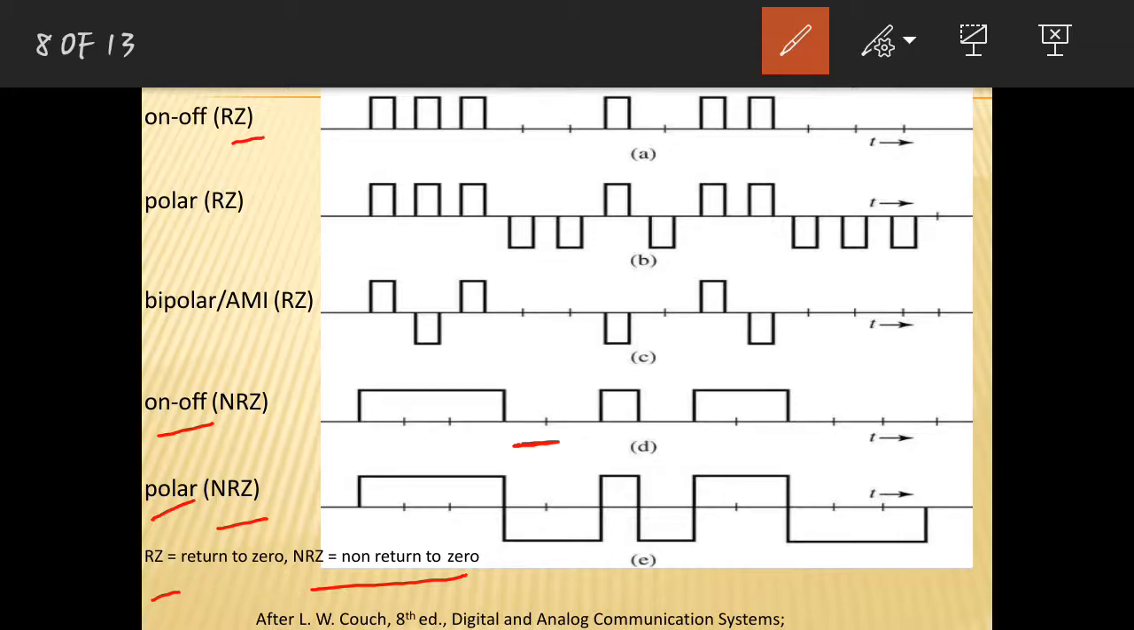Whereas in RZ, we assume that it occupies only half the time period. It occupies only a smaller time period, and after that, it will return to 0 value. So whenever you have a bit 1, for half the time period it will send the information and then return to 0. Bit 0 will remain at the 0 level. So NRZ occupies lesser bandwidth than RZ.